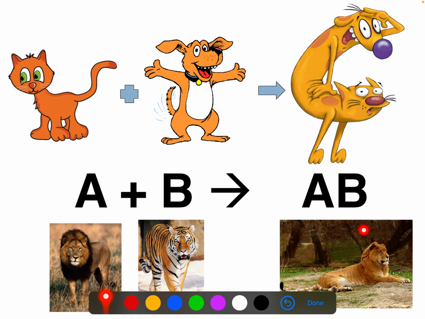And if you never saw this cartoon, don't worry, you're not missing out too much. It was a terrible cartoon in the 90s.